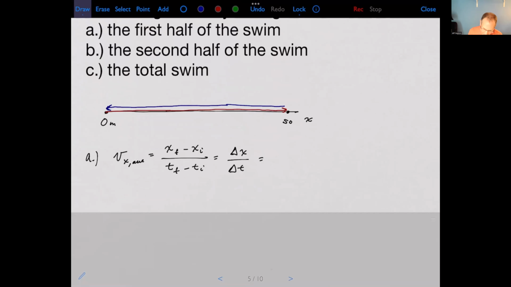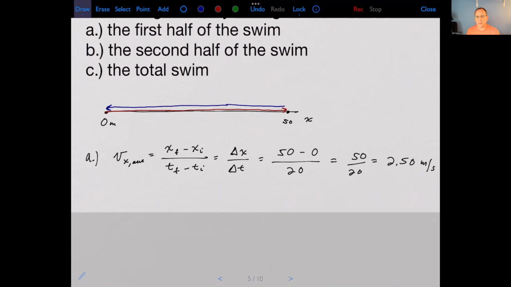Okay, well, what is the final position for the first half? Well, that's going to be 50, right? xf is 50. The initial position is 0. She started at 0, the origin, divided by, and then the elapsed time for this first half of the swim was 20, right? 20 seconds. So then if I divide these, I have 50 divided by 20. That's going to be 2.5. So 2.5, I'll do 3 sig figs, meters per second.